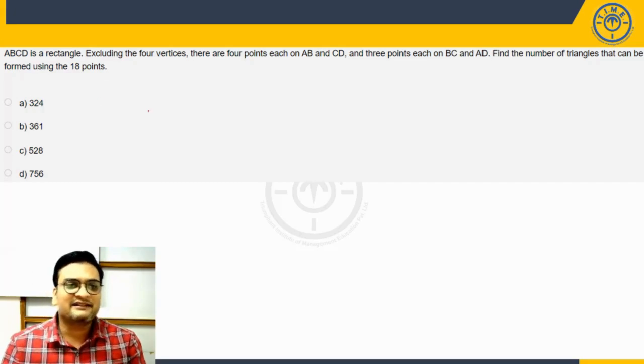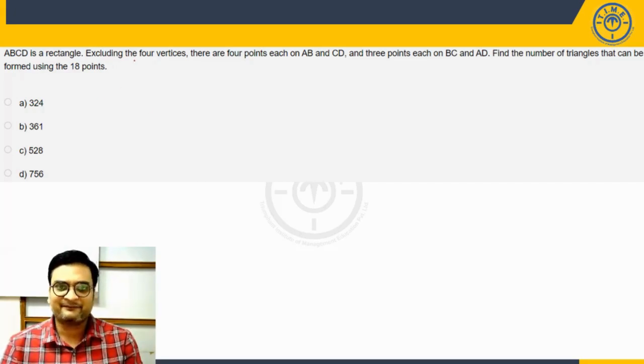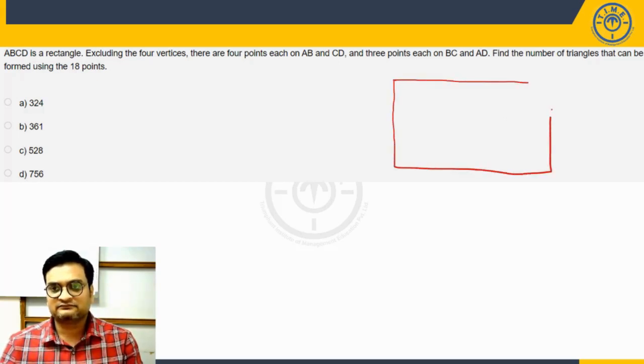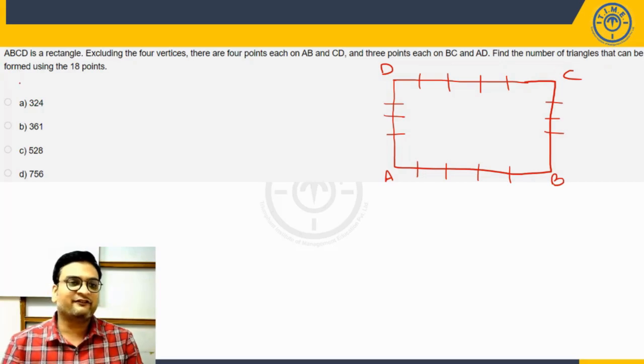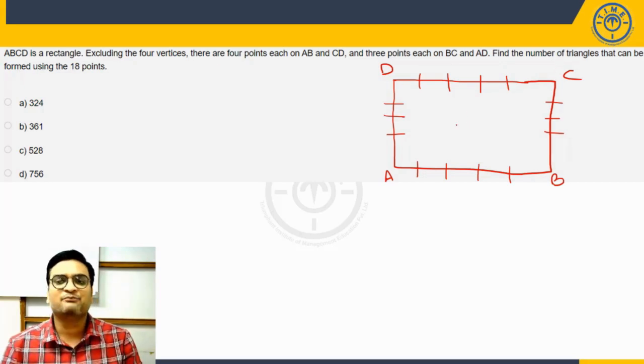It says ABCD is a rectangle. Excluding the 4 vertices, there are 4 points each on AB and CD. I'll just draw it once. So this is our ABCD. Excluding the 4 vertices, there are 4 points here. There are 4 points here. And 3 points on BC and AD. There are 3 points here. There are 3 points here. Find the number of triangles that can be formed using these 18 points.